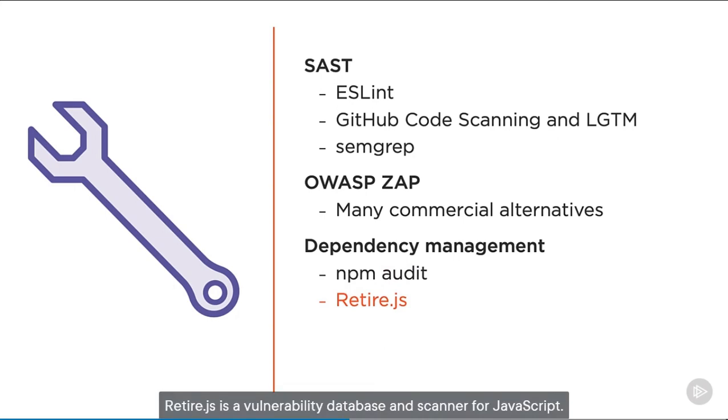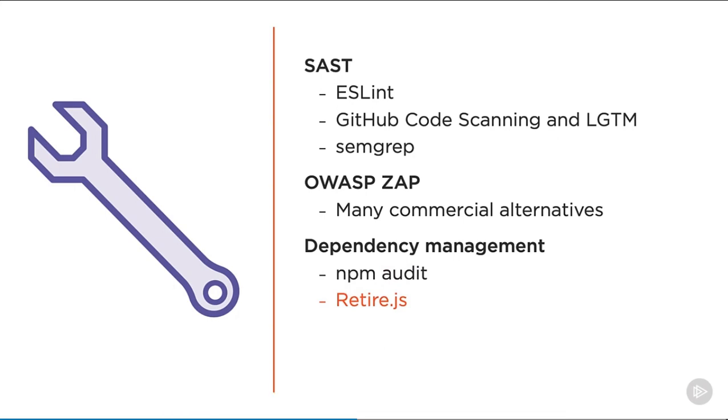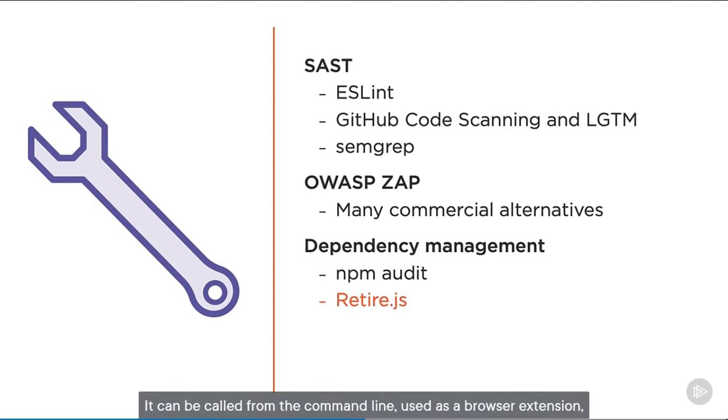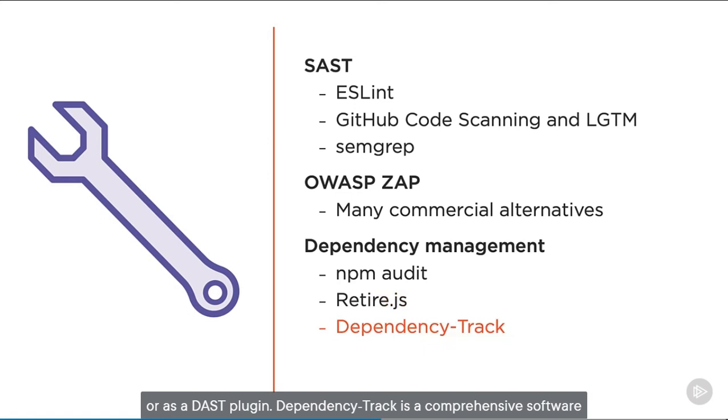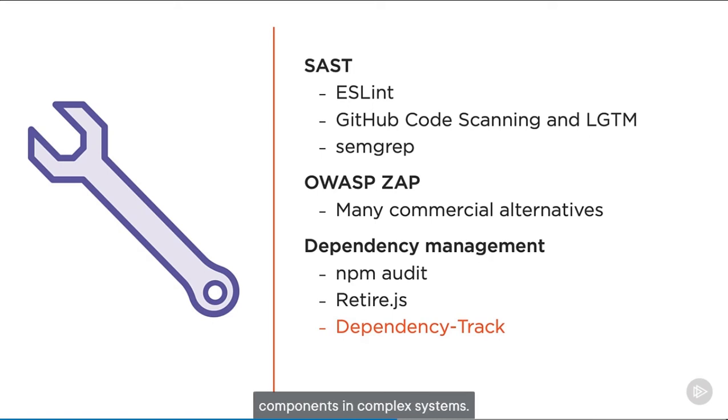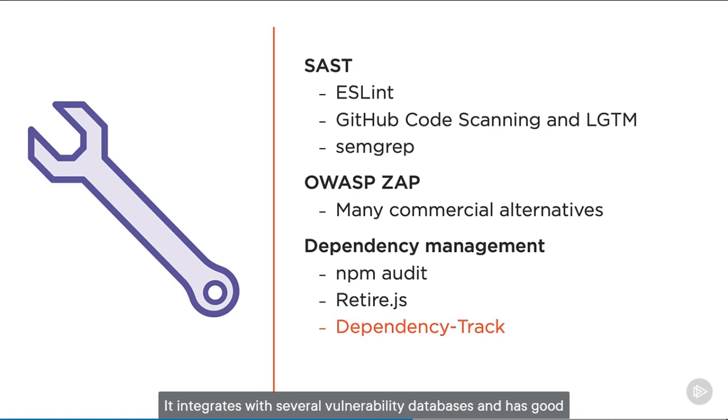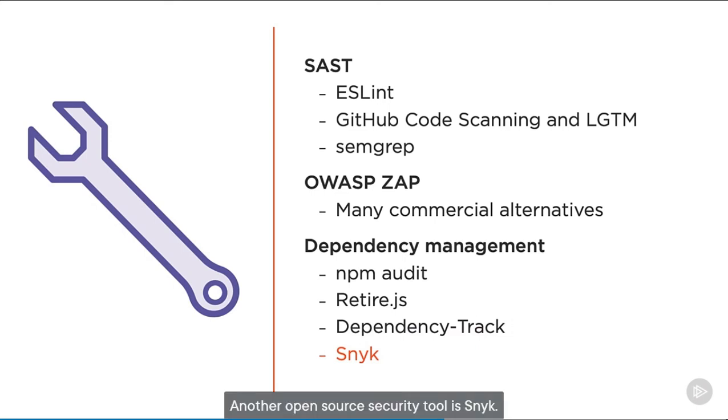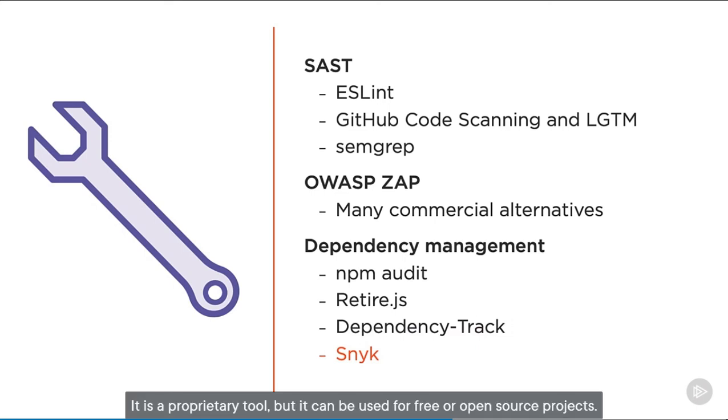Retire.js is a vulnerability database and scanner for JavaScript. It can be called from the command line, used as a browser extension, or as a DAST plugin. Dependency-Track is a comprehensive software composition analysis tool that helps manage the use of open source components in complex systems. It integrates with several vulnerability databases and has good support for JavaScript packages from npm. Dependency-Track is itself an open source project developed by OWASP. Another security tool is Snyk. It is a proprietary tool, but it can be used for free for open source projects.